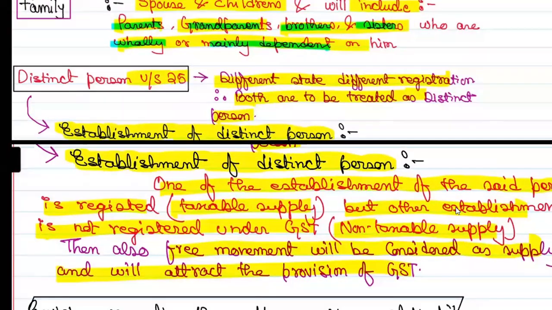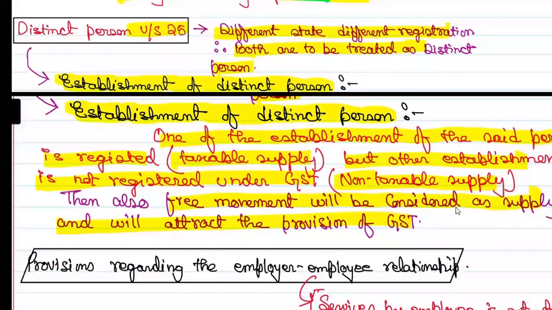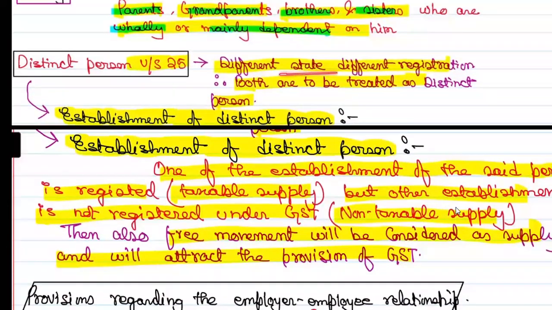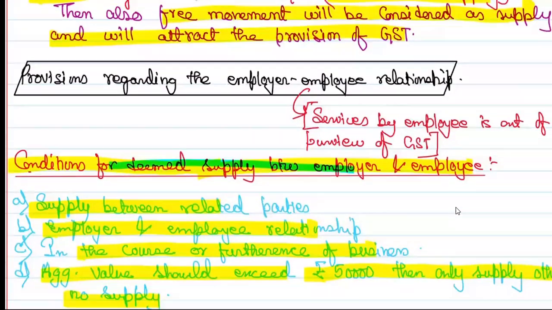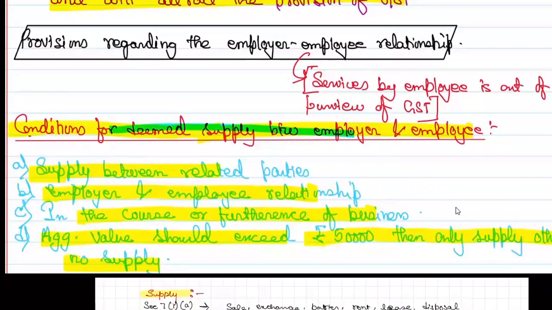Then we went to the distinct person. This is nothing but different state, different registration; both are treated as distinct persons. We have discussed it in great detail in the previous session, so I won't be discussing that again. If you have doubt regarding that, I can clear it out. But if you have not yet seen that lecture, go through it after this. Still, if you have any doubt, we'll discuss that.